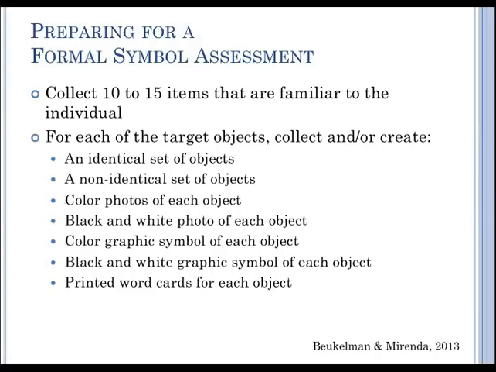And then for each of those 10 to 15 items, you're going to collect or create, as the case may be, an identical set of objects. So if one of your objects is a comb for brushing hair, you're going to have 2 combs that look exactly the same. Then you'll also have a non-identical set of objects. So a second comb that's a different color, a different size perhaps. You'll have color photographs of each object, black and white photos of each object, color graphic symbols for each object, a black and white graphic symbol for each object, and then finally printed word cards.